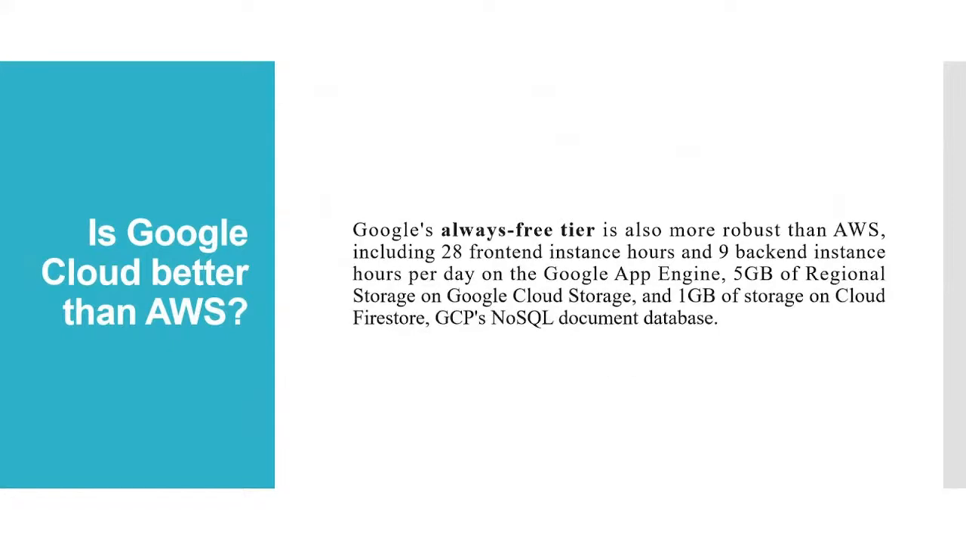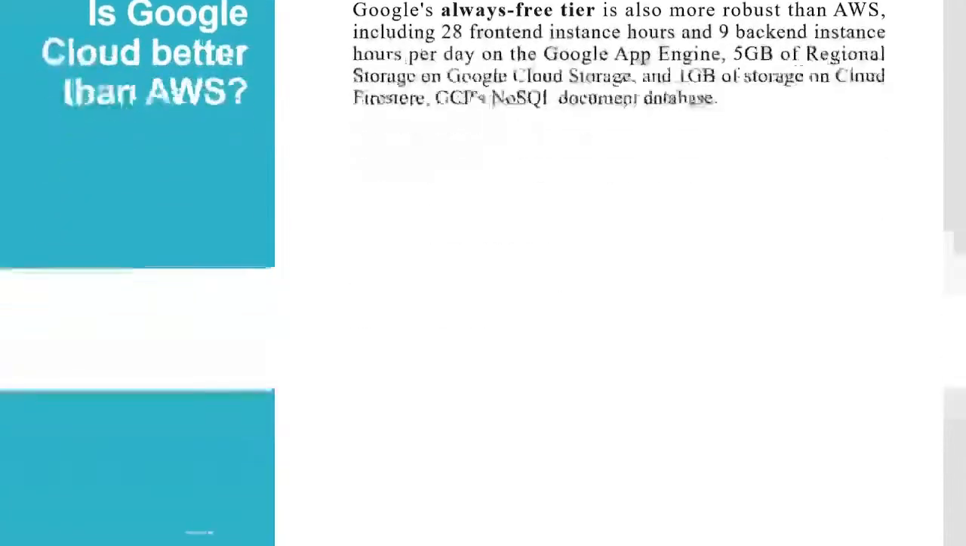Google Cloud Platform has a free tier, and it is also more robust than AWS, including 28 front-end instance hours and 9 back-end instance hours per day on Google App Engine, 5 GB of regional storage on Google Cloud Storage, and 1 GB of storage on Cloud Firestore, the GCP NoSQL document database.